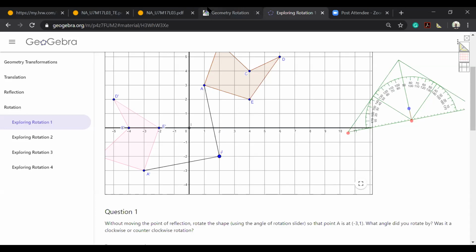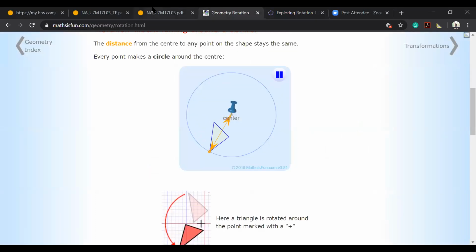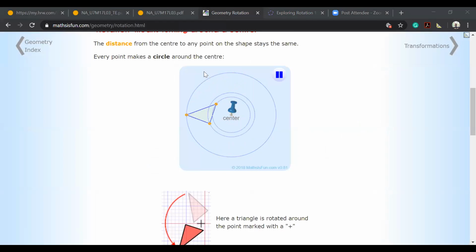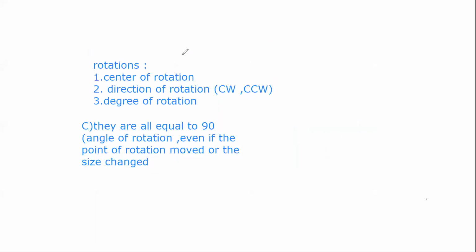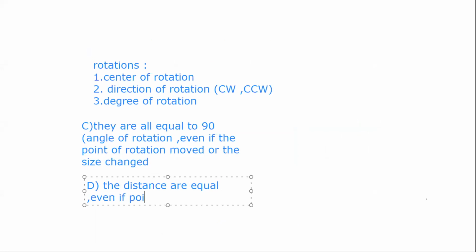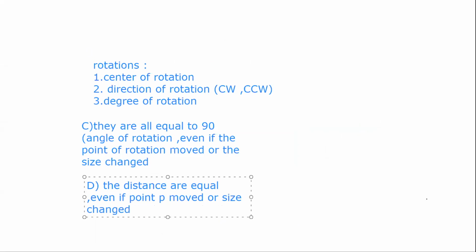Very, very important note. So in question D, we are going to tell him that the distances are equal even if point P moved or size changed. Okay? Okay. Let's go back to our book.